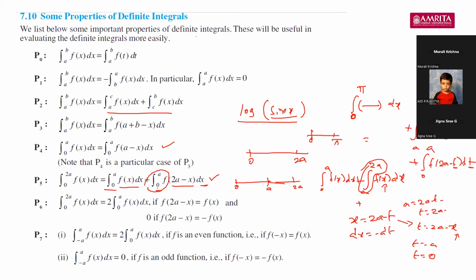Observe the property: 0 to a, 0 to a. This is what you need to remember. Here the function is different. This function is f of 2a minus x; the first is f of x. And the sum of these two answers will be integral 0 to 2a f of x dx. For this property 5, there are no restrictions like even, odd, or any such if conditions. For properties 6 and 7, you can notice if conditions are there. But this is a general property. Hope I clarified. Any questions? Please ask me. No, sir. Thank you. Okay, welcome.